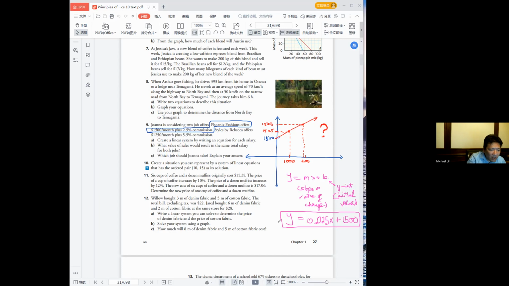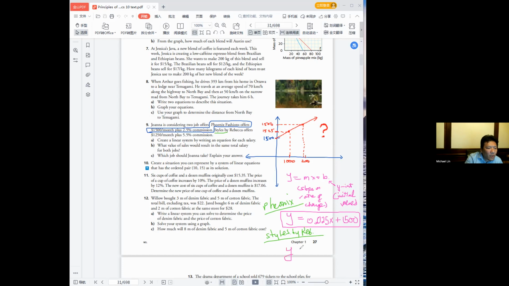Okay, so now that we know this is the equation for Phoenix, let's try and use this knowledge in order to write the equation for Styles by Rebecca. Ryan, did you want to give Styles by Rebecca a try? Using the same type of logic, what would the equation for Styles by Rebecca be?